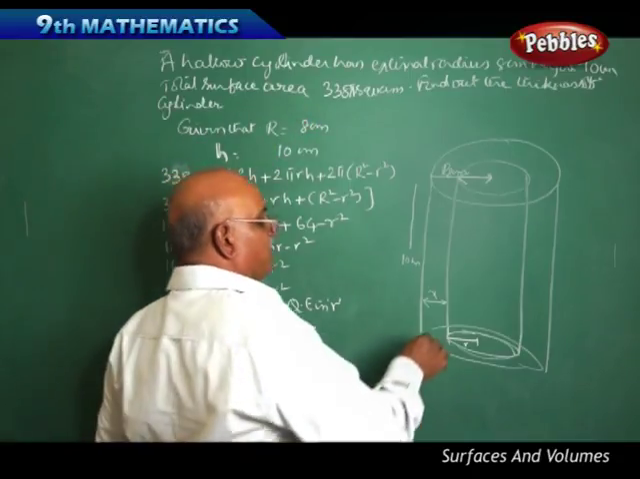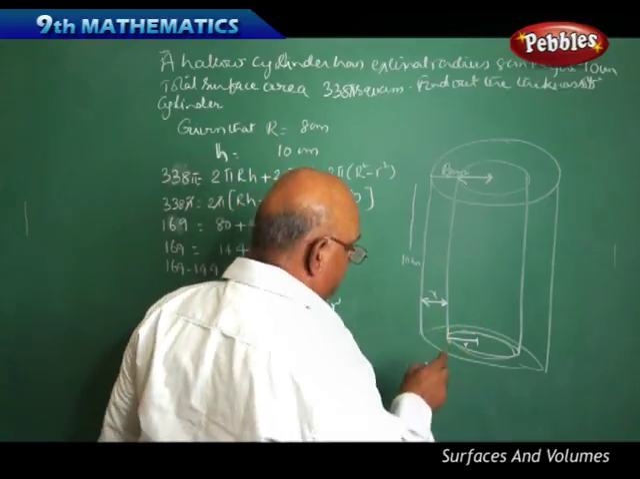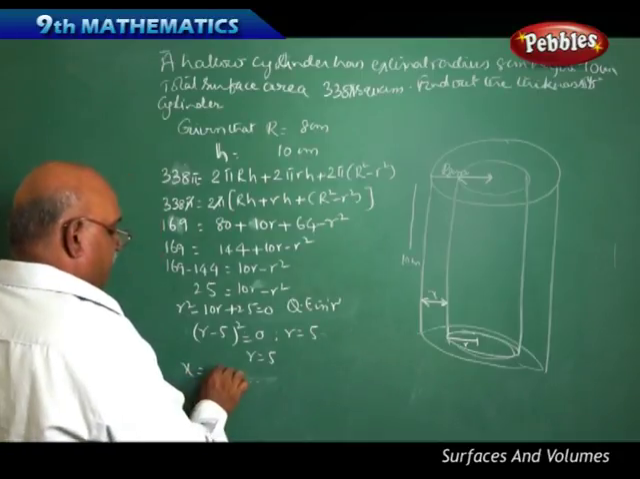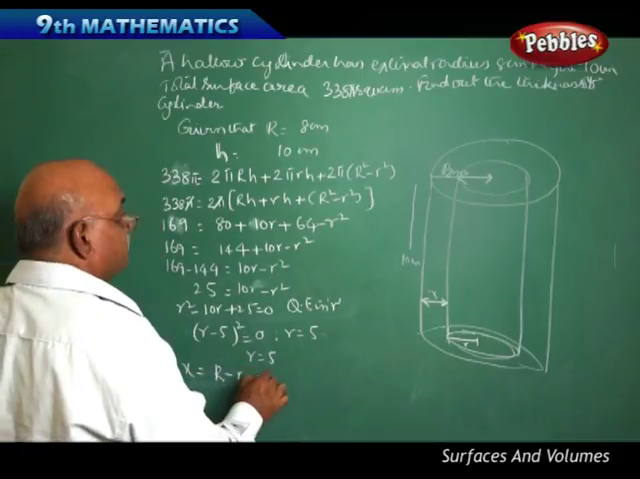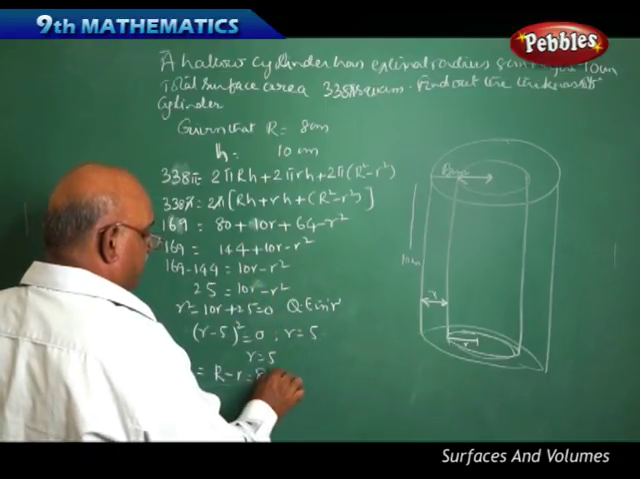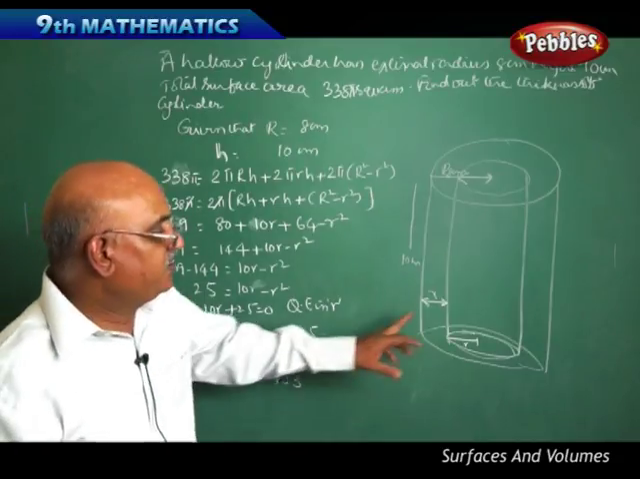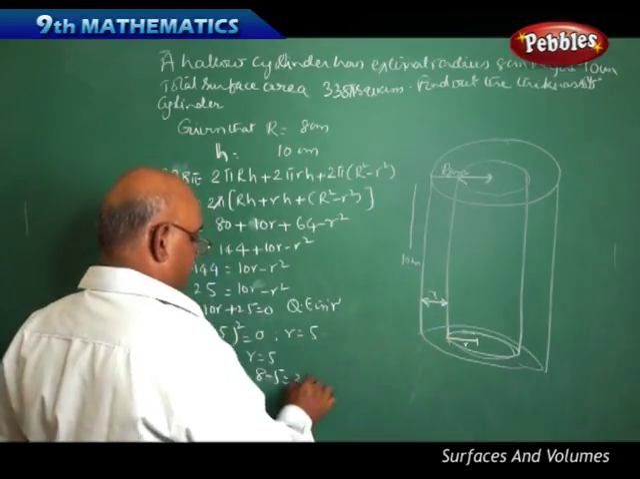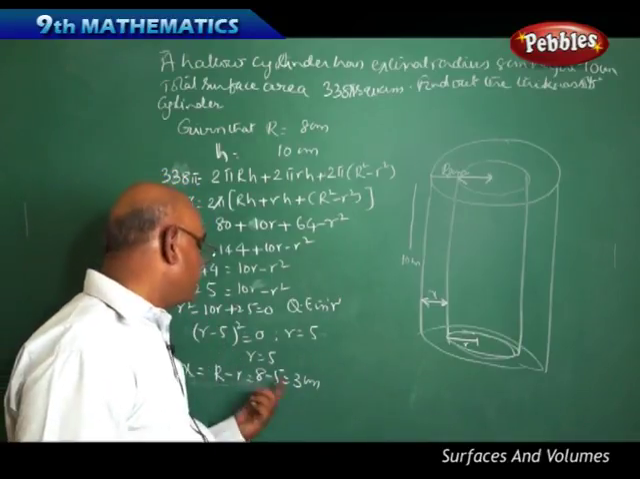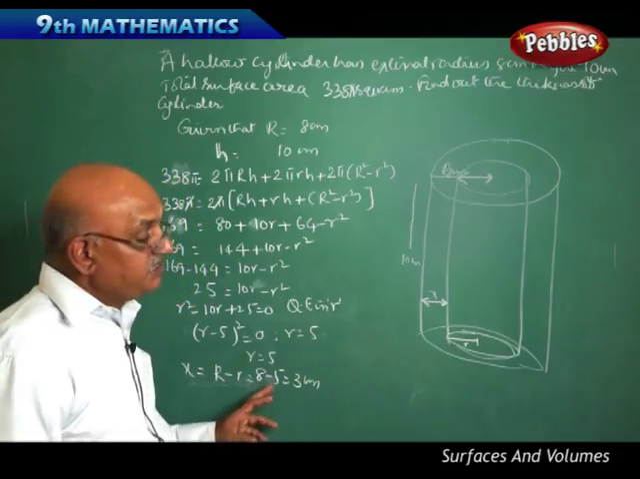We want to find out the thickness here. This thickness we have denoted with small x. Therefore, small x is equal to capital R minus small r, which is 8 minus 5, that is equal to 3. Therefore, the x value we got is 3 centimeters. That is, the thickness is 3 centimeters. In the same manner, even if you solve that earlier quadratic equation, we are going to get 3 centimeters.